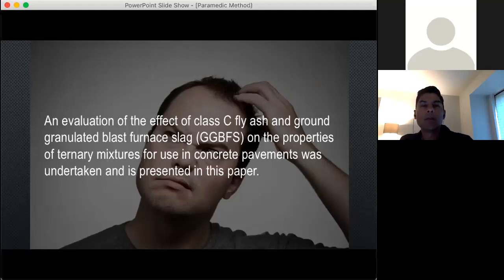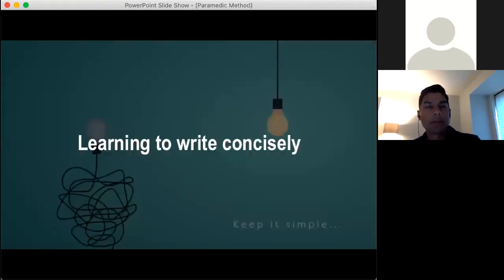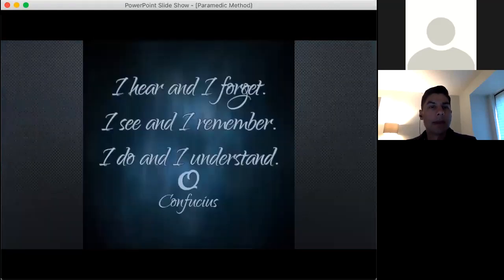We can write for ourselves where we understand what we're saying, but what's the reaction of our readers, right? So this workshop is called Learning to Write Concisely, and like the words on the bottom say, keep it simple. Keep it simple. And the purpose of this workshop is for you to practice.